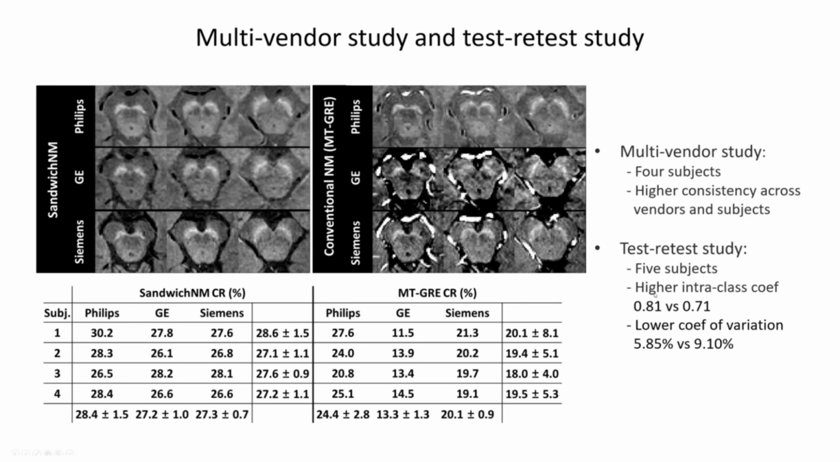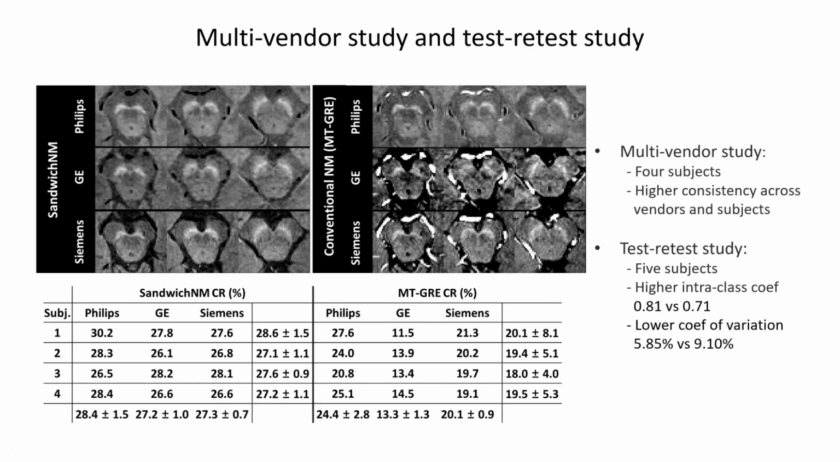And another thing that we performed was this test-retest scan of the technique on 5 subjects, reporting higher intra-class coefficient and lower coefficient of variance. So that tells us the reliability of the technique, that you can use it for the reproducibility study.